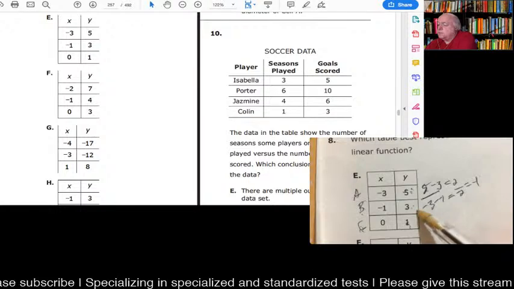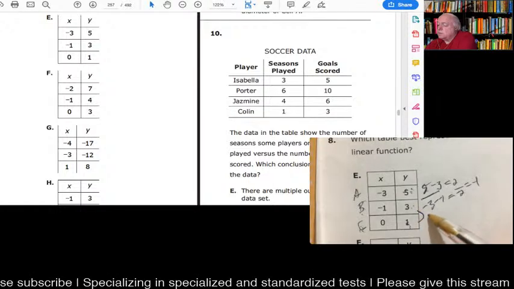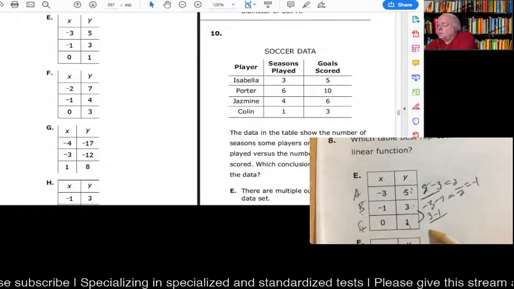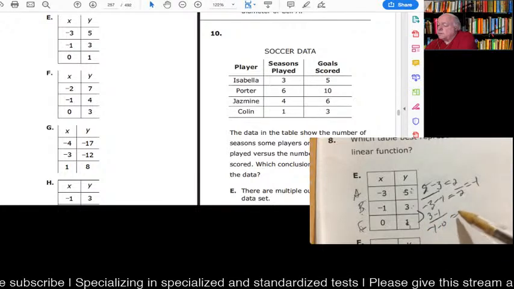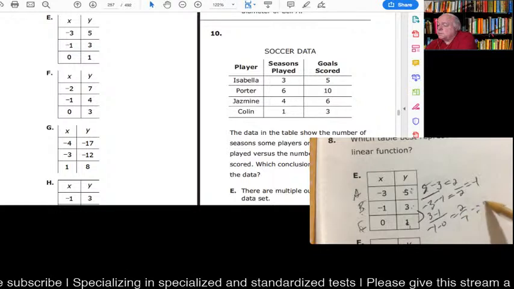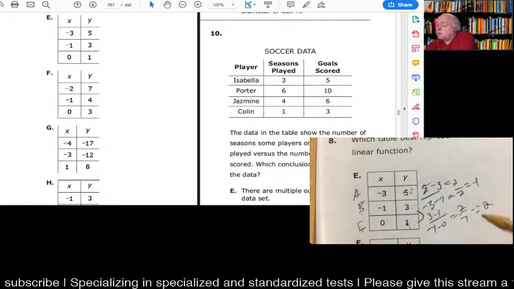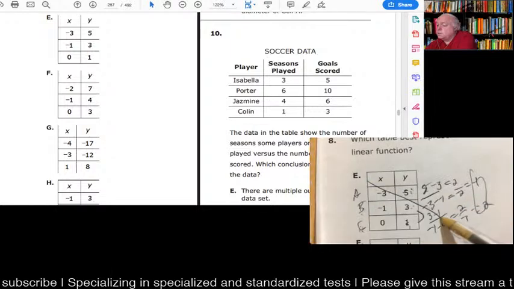So if we do this one, we're going to get 3 minus 1 over minus 1 minus 0. All right, so we get 2 over minus 1, which is equal to minus 2. So if we did this correctly, because these two numbers are different, this is no good.